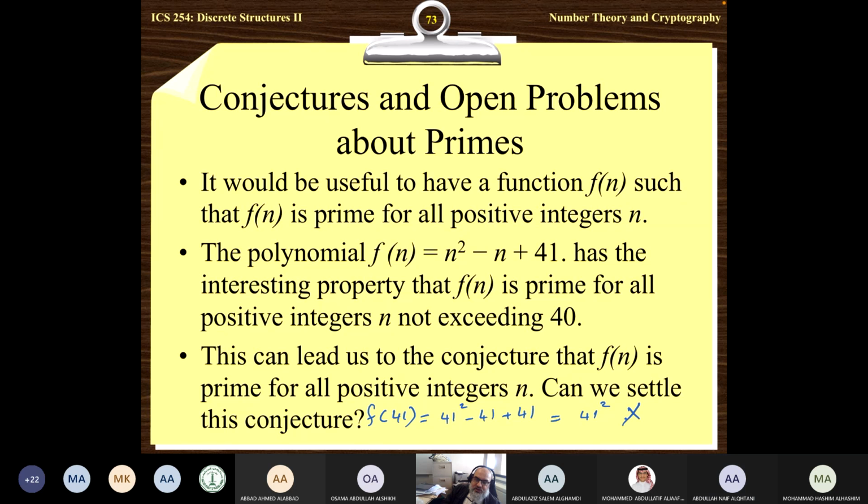So we can settle this conjecture by saying this conjecture is incorrect. And the proof is that I come up with a counterexample. I found an n, which is 41, such that f of 41 is composite, is not a prime number.